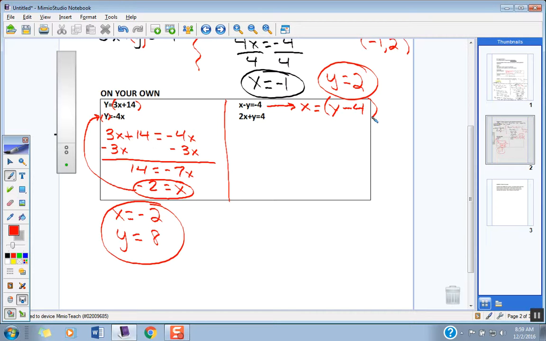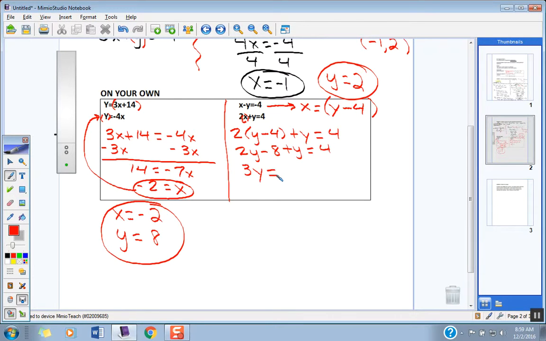So since x is isolated, what could I put in for x in the second equation? What's x equal to in this first equation? So what could I put in right down here? So I would rewrite this second equation as 2 times (y minus 4) plus y, and that equals 4. So help me distribute 2 to this quantity. What have you got? 2y minus 8 plus y equals 4.